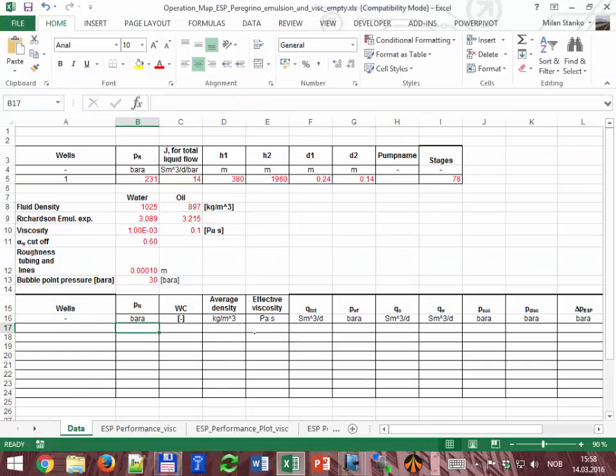So we are going to do the analysis first for the first time. We will do it for some other times, some other reservoir pressures with depletion to see what happens. But let's start with initial reservoir pressure. The water cut, I'm going to say initially that it's not producing any water, so it's 0. Then the average density, how do you calculate the average density for a mixture of oil and water? Do you remember?